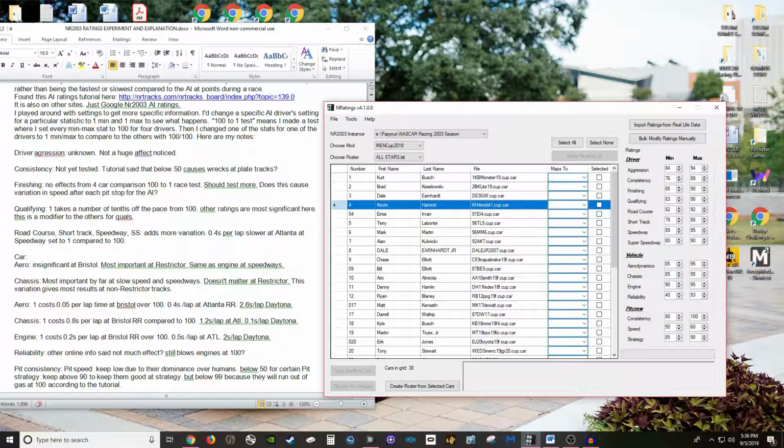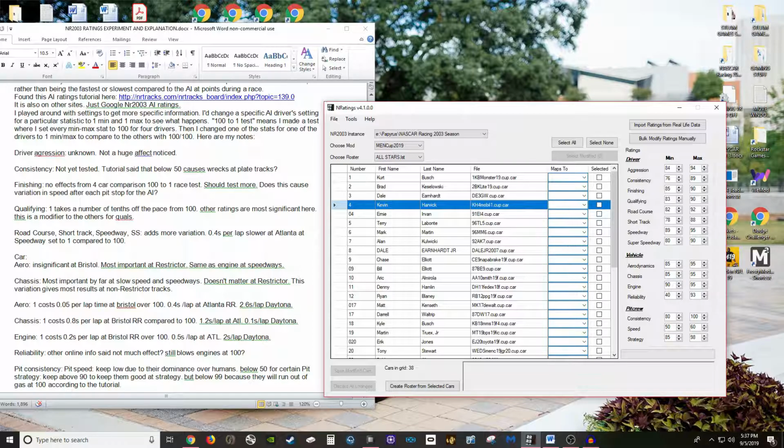So basically with qualifying, if you put it at 1, they're probably not going to qualify as well. If you put it at 100, they're going to qualify really well. And there's variances, as you can see here. There's a minimum and a maximum. So if you want more of a dice roll, let's say you're going to Kansas and cars are going to qualify. If you want the driver to qualify at their best, obviously you would put it at 99 and 99. I don't use 100 either, because that can cause problems if you put it at 100.